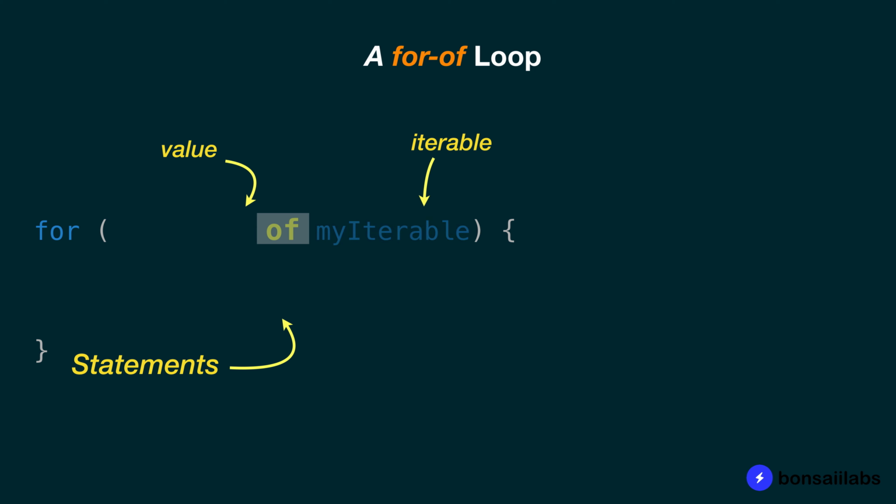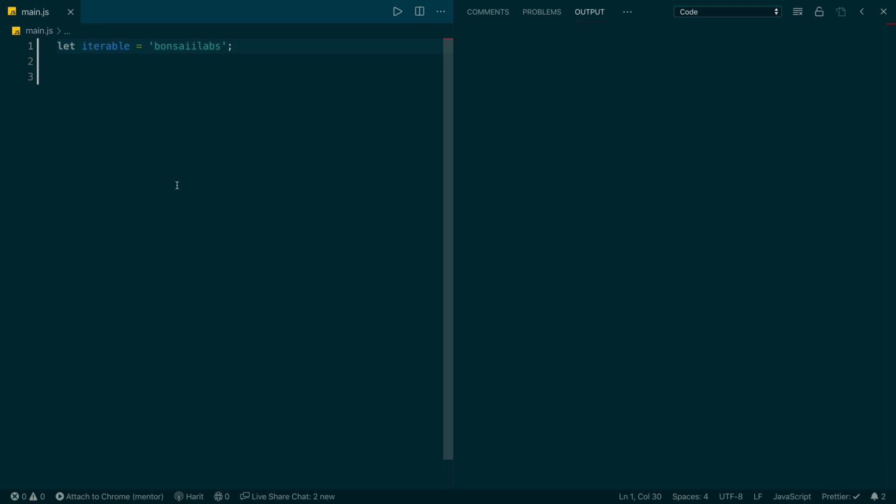So for example, we can have a myIterable object which has iterable properties, and for every iterable, we take the values and we put that in a variable called value. And within the statements, we are printing out the value on the console. Let's see that in action. So string is iterable in JavaScript. So we have created a variable called iterable and assigned it a value of a string called Bonsai Labs. So let's iterate over the iterable using the for of loop.